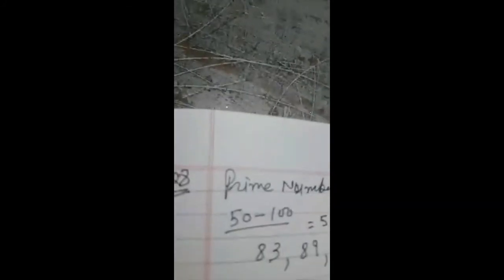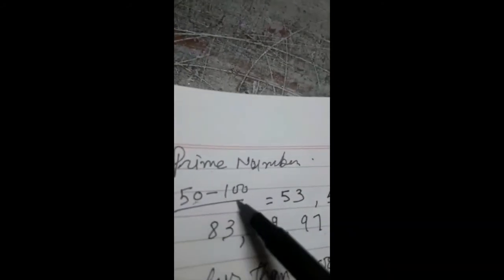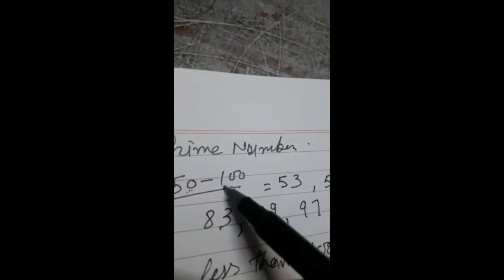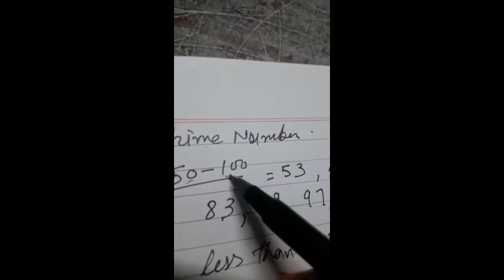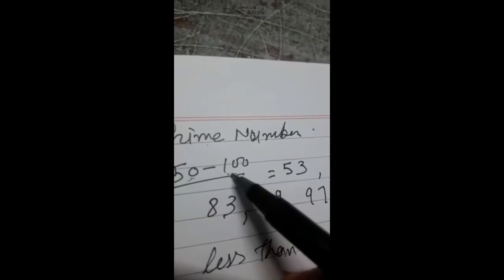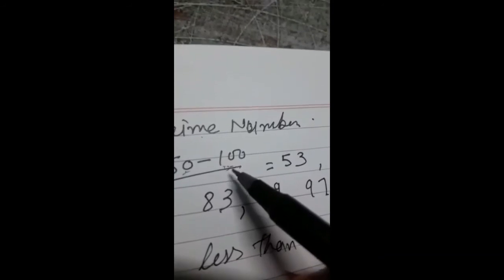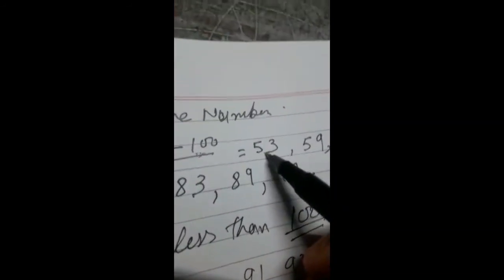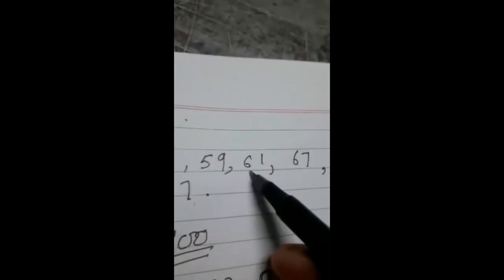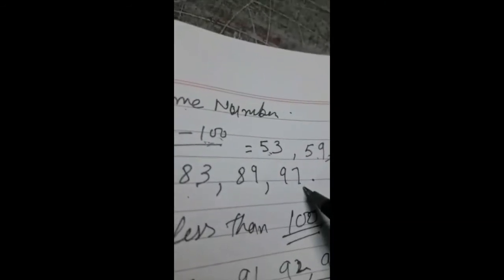Next question. Question number 8. Prime numbers between 50 and 100. We should know which numbers are prime numbers. Prime numbers are those numbers which are divisible only by itself and 1. The 53 is the first prime number between 50 and 100, then 59, 61, 67, 71, 73, 79, 83, 89 and 97, less than 100.